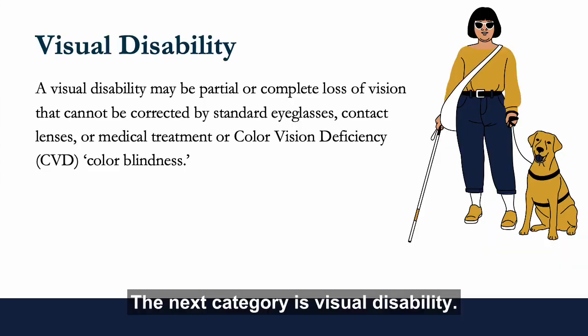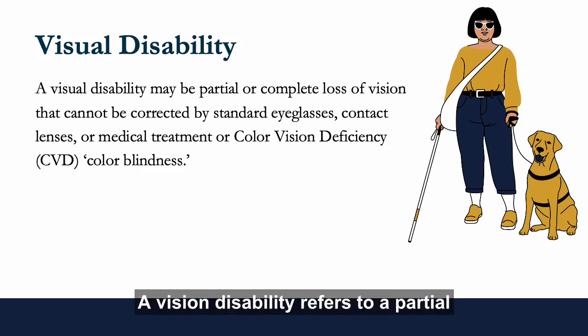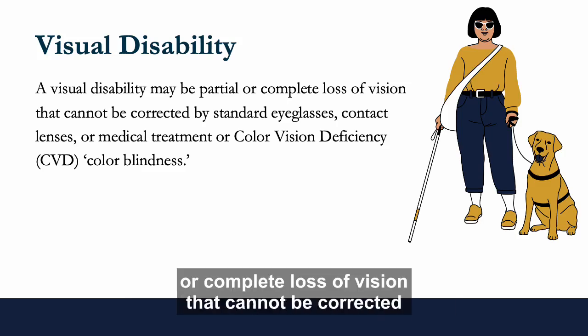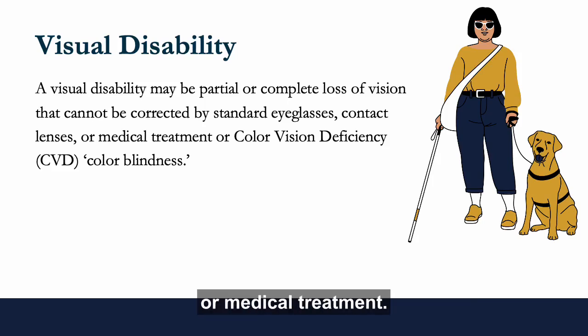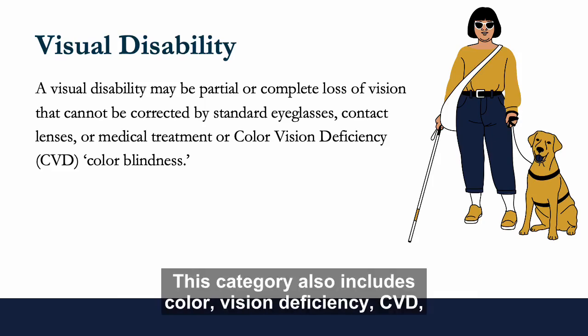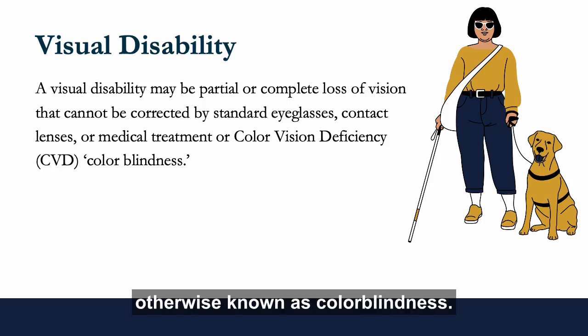The next category is visual disability. A vision disability refers to a partial or complete loss of vision that cannot be corrected by standard eyeglasses, contact lenses, or medical treatment. This category also includes color vision deficiency, CVD, otherwise known as color blindness.